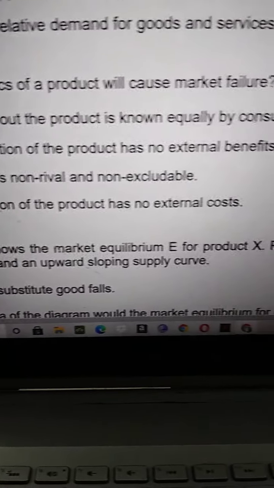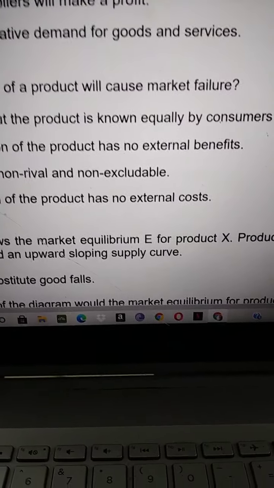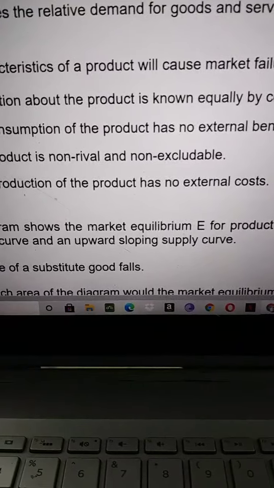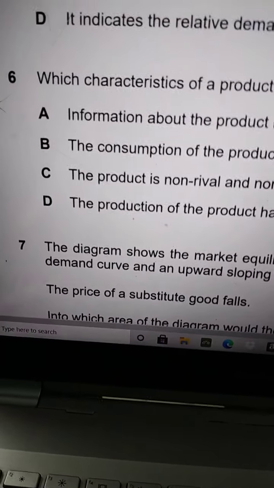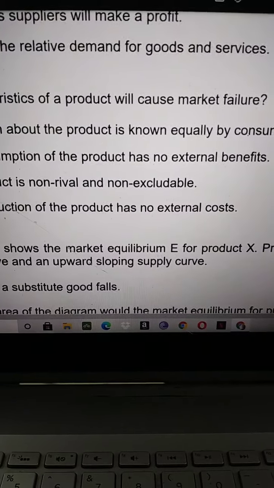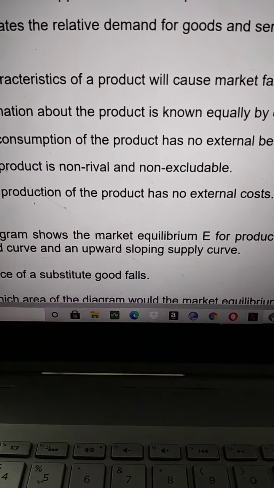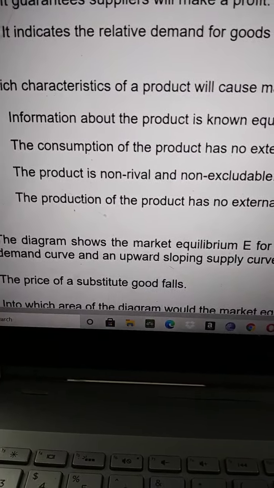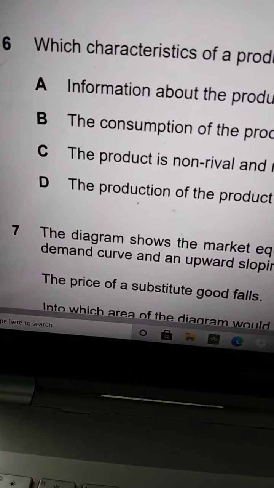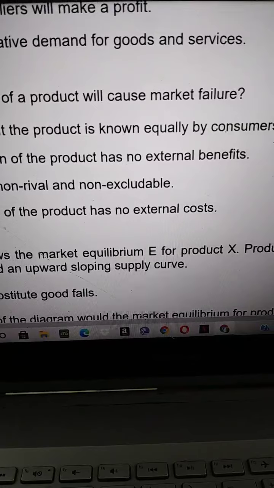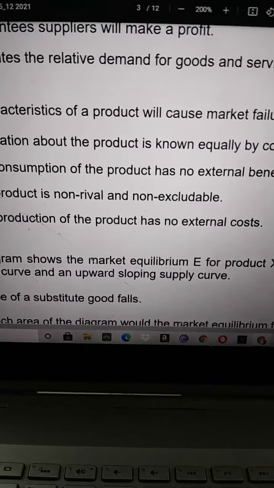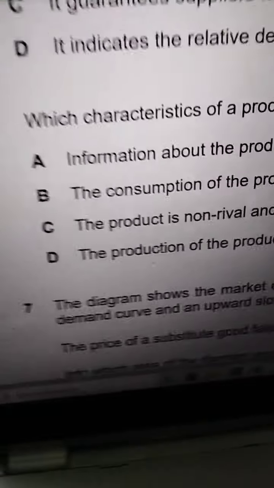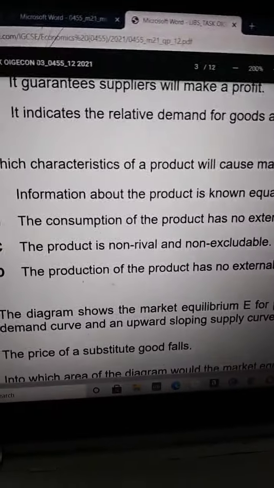The consumption of the product has no external benefits. The underproduction of external benefits will create market failure, so this cannot be the answer. The product is non-rival and non-excludable. This is the property of the public goods. So if public goods are properly produced by the producers, then of course there will be no market failure. Option D, the production of the product has no external costs. If they don't have any external costs, it will be considered as one of the advantages.